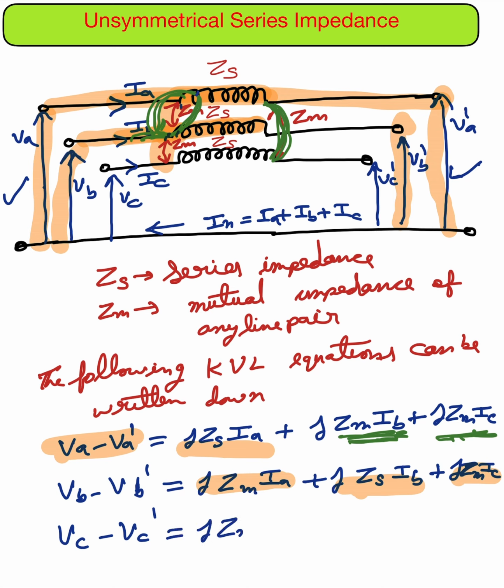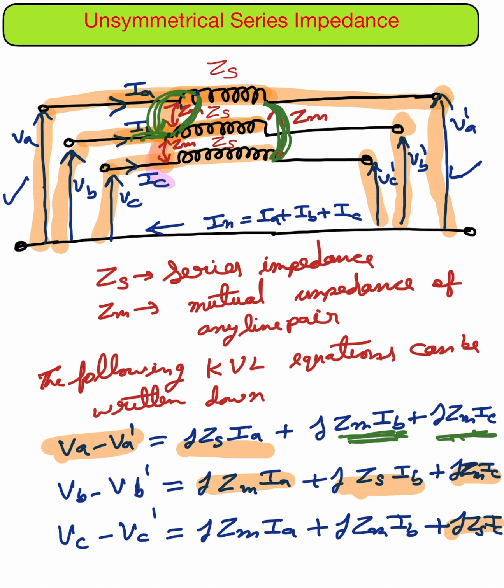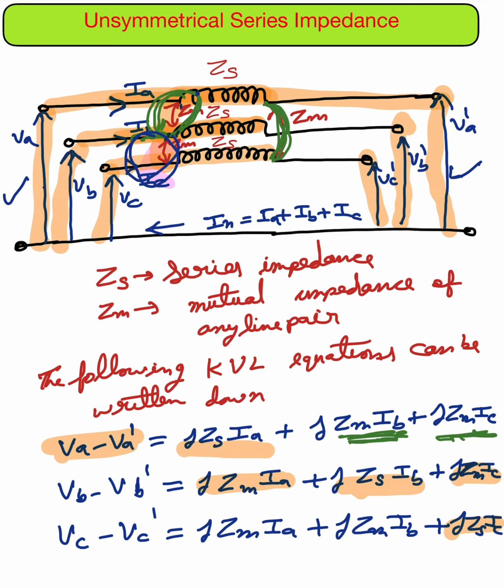equal to j ZM IA plus j ZM IB plus j ZS IC. Here you can see that, in a similar way, for VC minus VC dash the current flowing is IC into ZS. Next, it is mutual with phase B, so ZM into IB. Again, it is mutual with phase A, so ZM into IA.